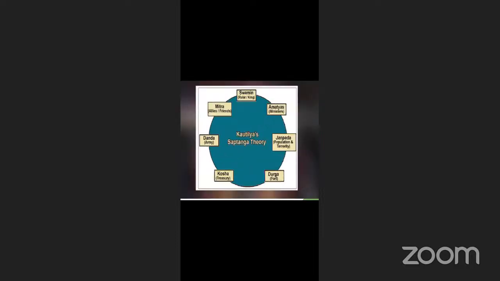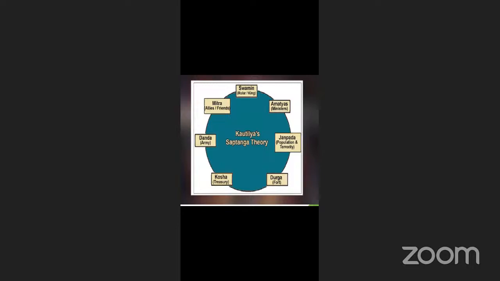Number one, Swamin. Swamin is nothing but the ruler or king. In the seven Prakritis or Saptanga theory, the ruler's functions are explained here. This is the first element. Second one is Amatya. Amatya is the next position in the hierarchy of administration in the Saptanga theory according to Kautilya Arthashastra. Amatya is nothing but ministers, today's ranked ministers. First one is Swamin, meaning ruler and king. Second one is Amatya, the ministers. And the third important element is Janapada. Janapada is nothing but population and territory.